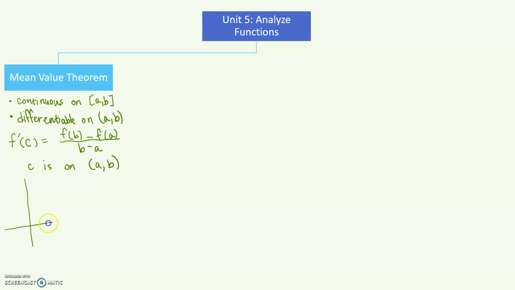Graphically, what that means is you have this smooth function. There is a point here at a and a point here at b, and I can calculate the average rate of change or the slope of the secant line between a and b, and I guarantee that there will also be somewhere on the interior of that interval a point where the tangent line has that same slope.